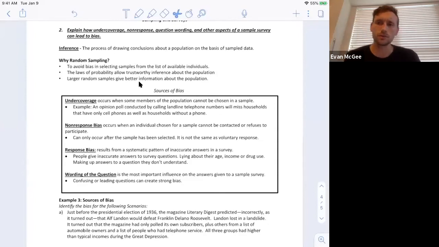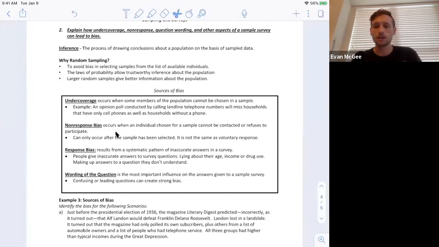So a couple of things that we want to try and make sure we avoid are different sources of bias: undercoverage, non-response, response bias, and the wording of the question. Undercoverage is when people get left out. They never have a chance of being selected in the survey or in the sample. An example, an opinion poll collected by calling landline telephone numbers will miss households that only have cell phones or don't have landlines at all.